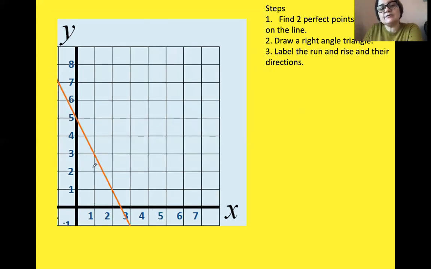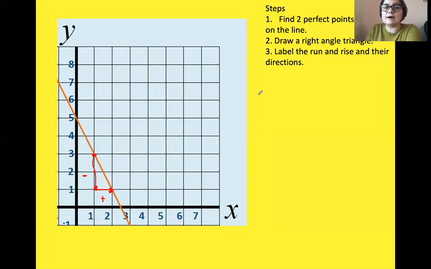Okay, here we have another example. Again, we are going to look for two perfect points. In this case, I'm going to select this point here and this point here. And now I'm going to build a right angle triangle. I usually start from the point on the far left. So I start from this point here and I go down and right. Now I have the arrowheads. See, it shows the direction of the run and the rise. So down is going to be negative, right? And right is going to be positive.